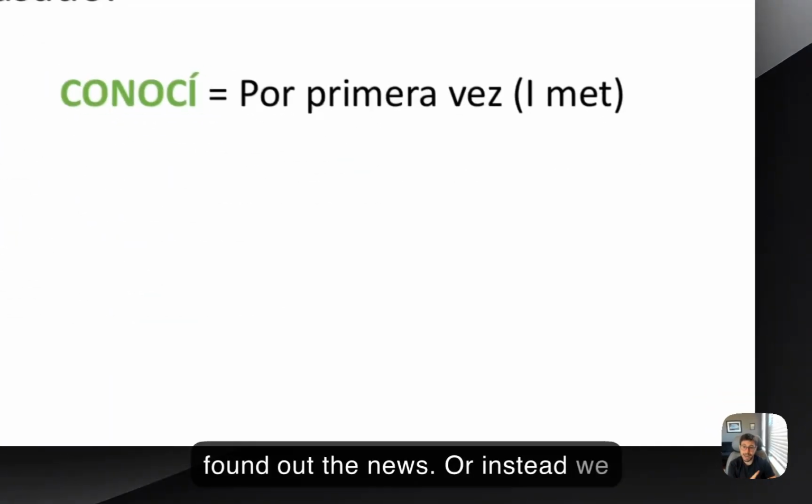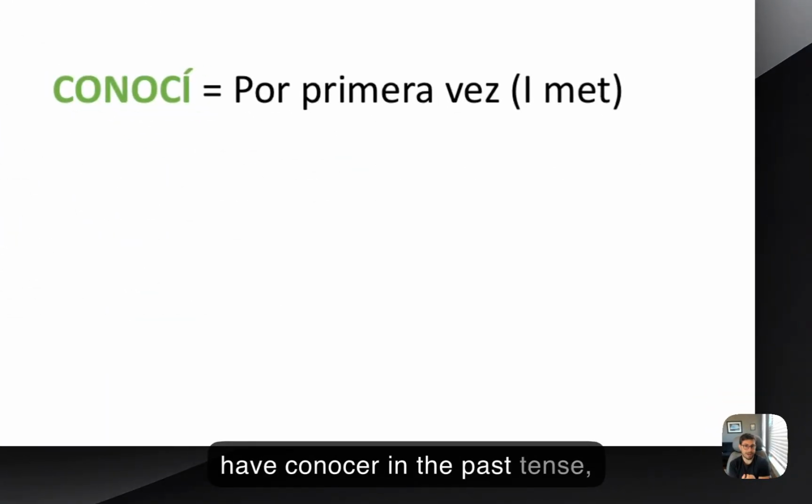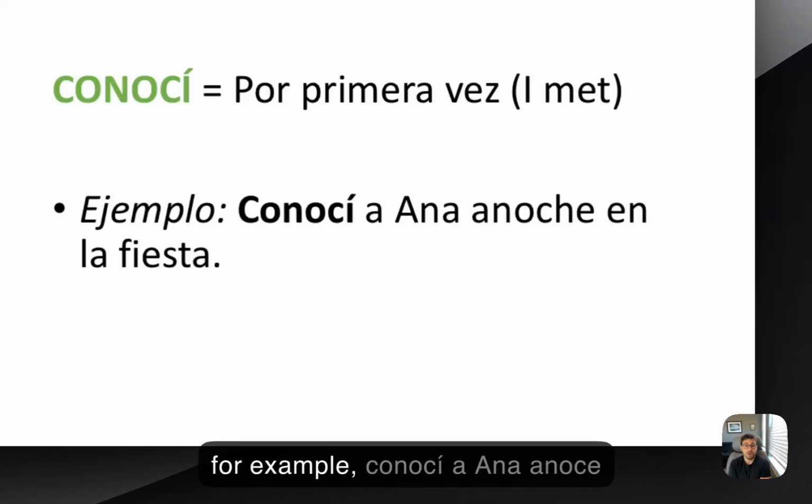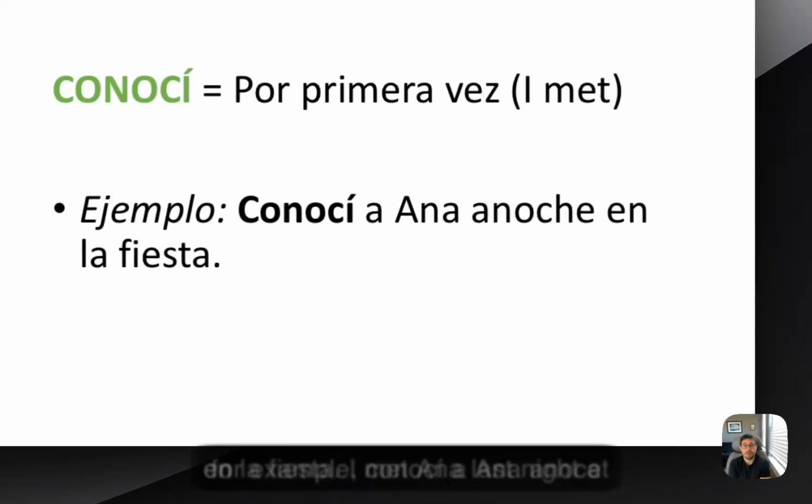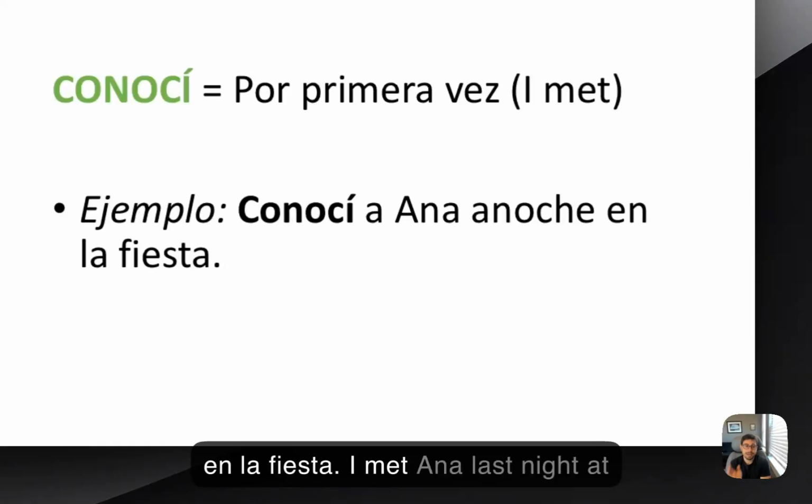Or instead we have conocer in the preterite. Conocí means I met someone for the first time. For example, conocí a Anna anoche en la fiesta. I met Anna last night at a party. Before last night, I had no idea who Anna was. I had never met this person, and so I met her last night.